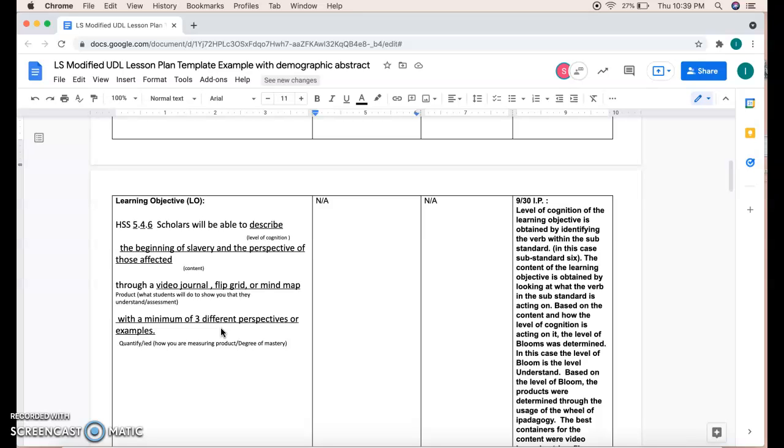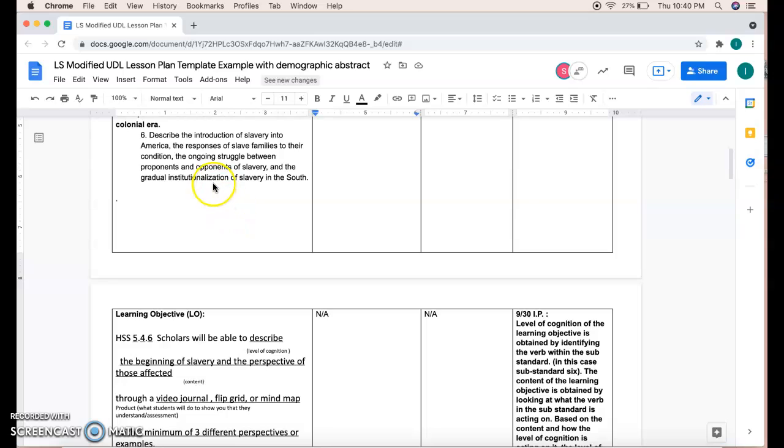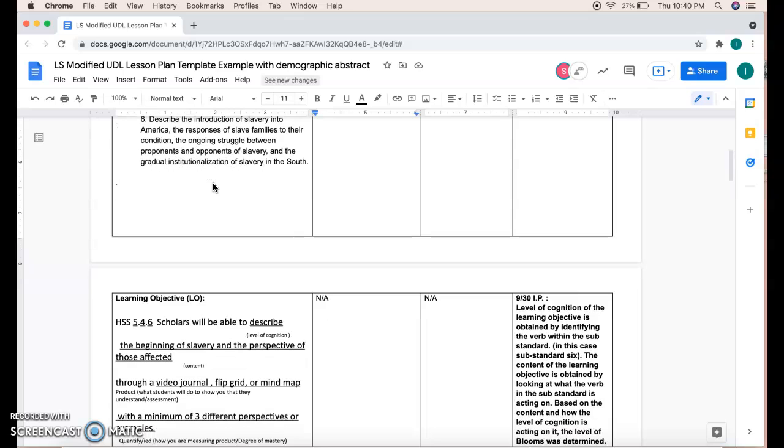Scholars will be able to describe the beginning of slavery and the perspective of those affected through a video journal, Flipgrid, or mind map with a minimum of 3 different perspectives or examples. We were able to find our level of cognition content within our substandard. We identified the level of cognition by looking for the verb that was acting on the content, and in this case it was the level of cognition described.